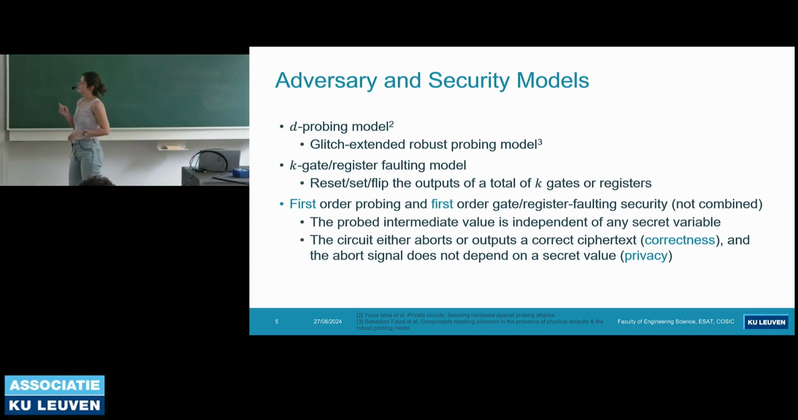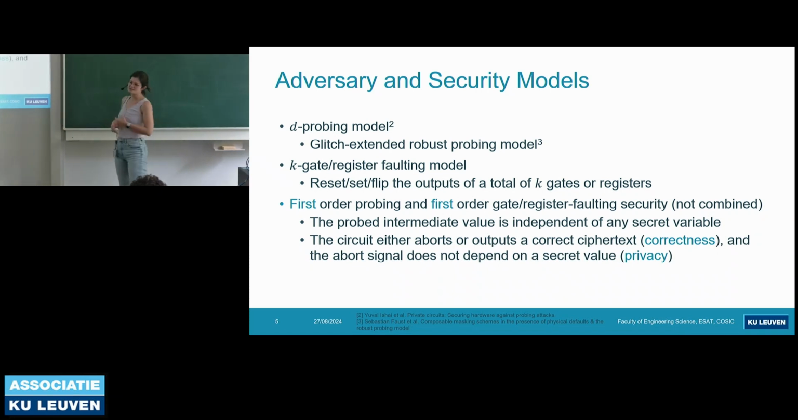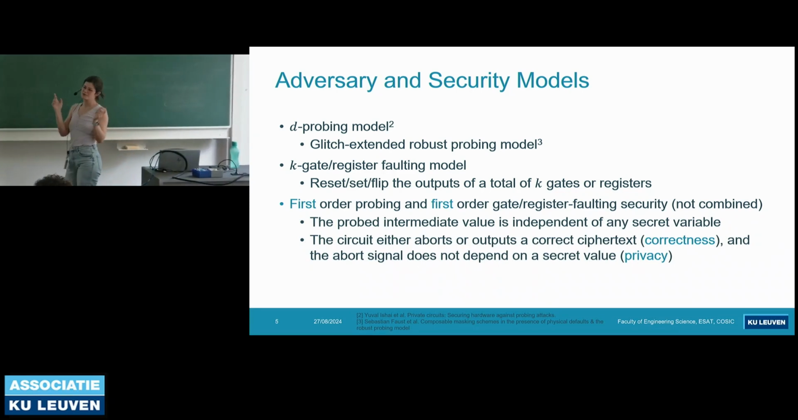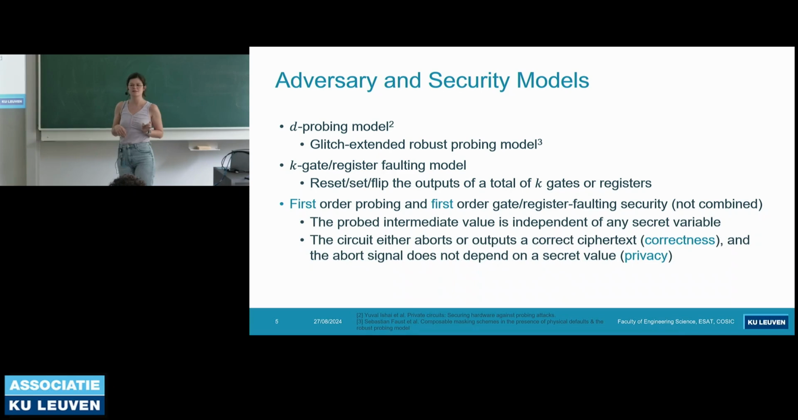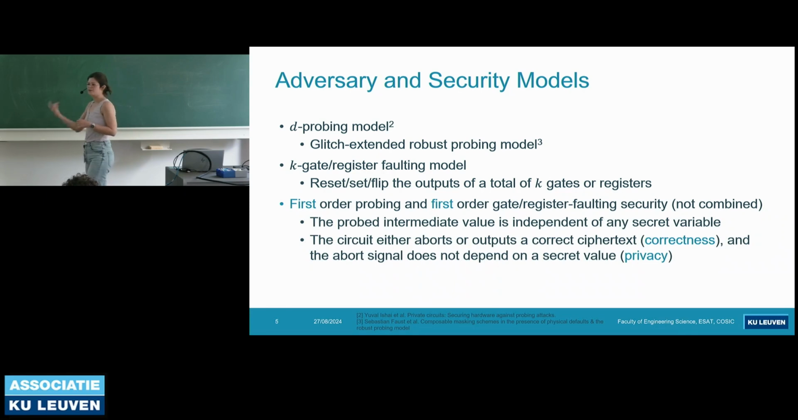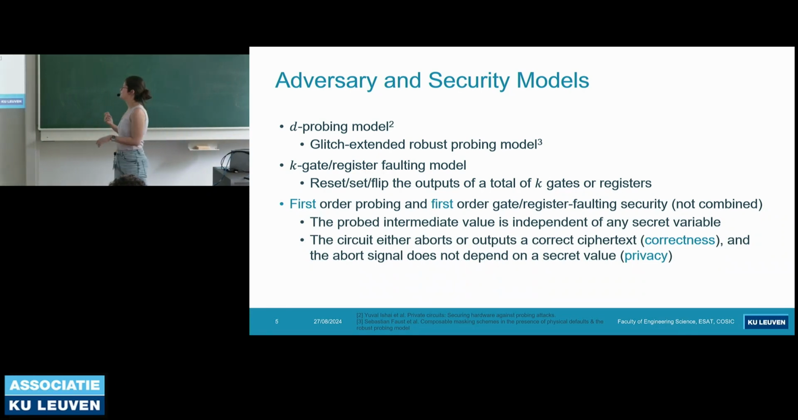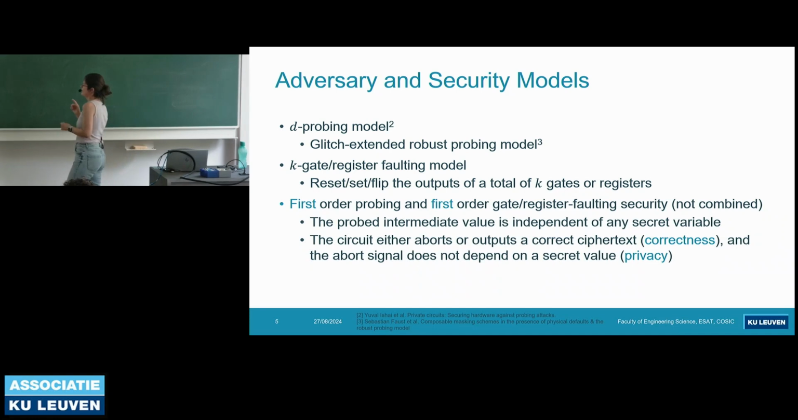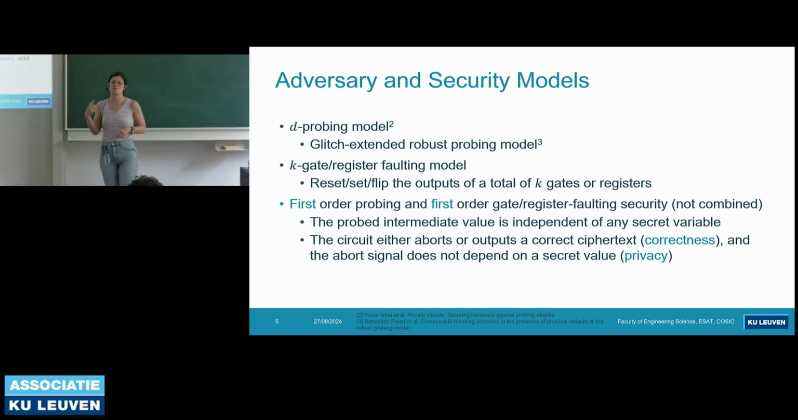And to capture the capabilities of a faulting adversary, we assume the K gate register faulting model. In this model, an adversary can replace the outputs of a total of K gates or registers in the circuit in the form of reset, set, or flip faults. A reset fault changes the value to 0, a set fault changes the value to 1, and a flip fault just flips the value of the targeted value. In this work, we specifically assume first-order probing and first-order gate register faulting security, which means the adversary can observe only one wire in the whole circuit, or they can change the output of one register or one gate.